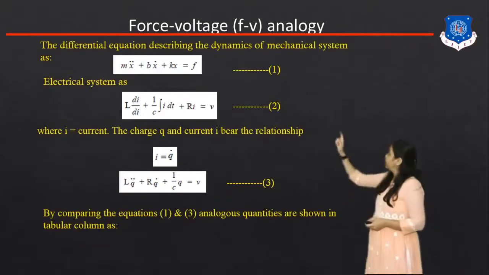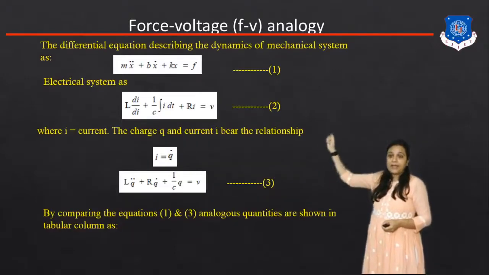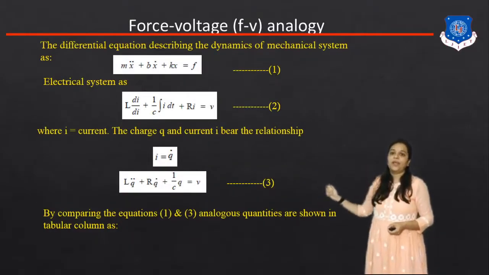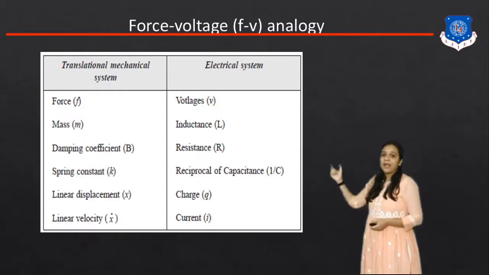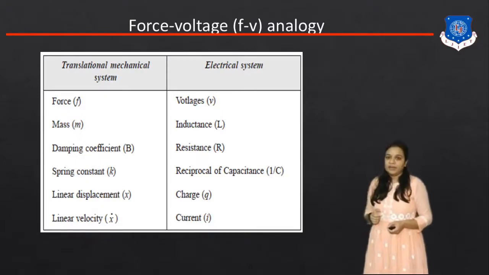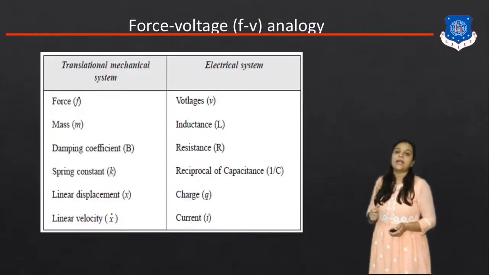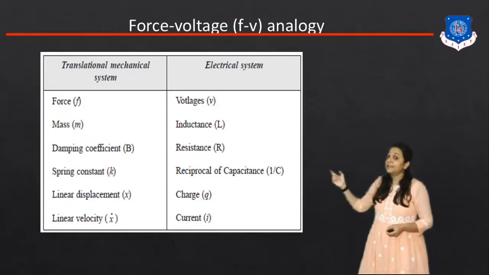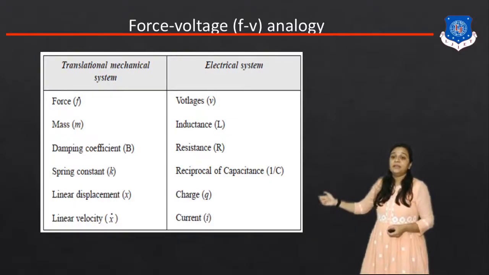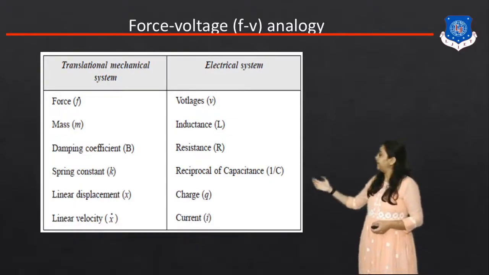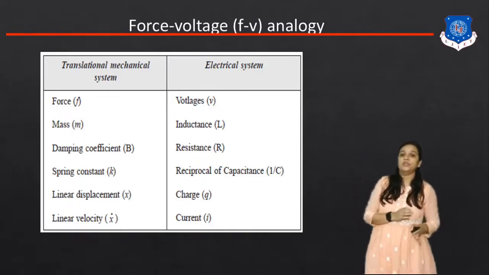So here you can see that the force will be equivalent to V. Now the mass term M x double dot is equivalent to L q double dot, so the mass will be equivalent to inductance. Same thing, the damping coefficient B will be equivalent to resistance. K will be equivalent to the reciprocal of the capacitor, that is 1 by C. Now the displacement x is equivalent to q, that is charge, and the linear velocity x dot is equivalent to current i. So this is the force voltage analogy table.